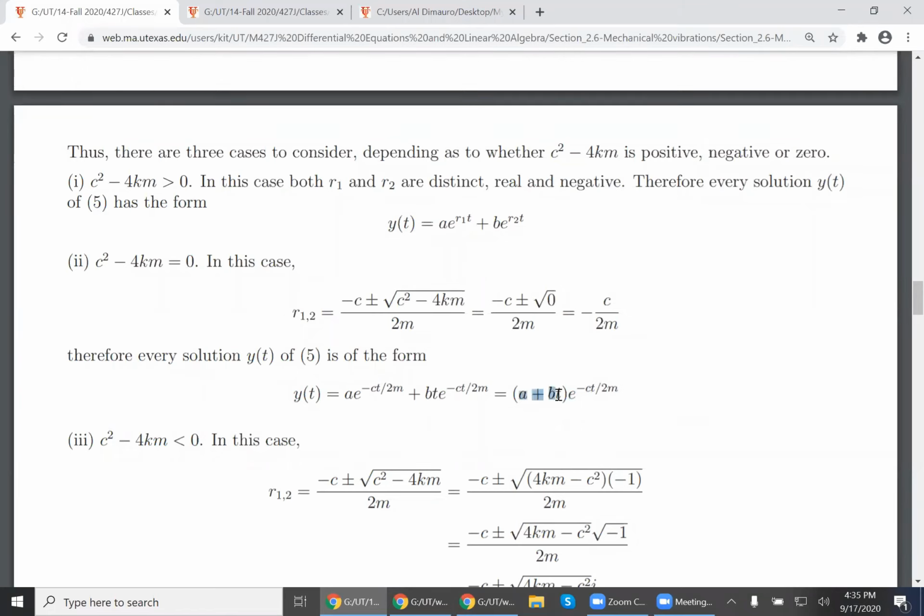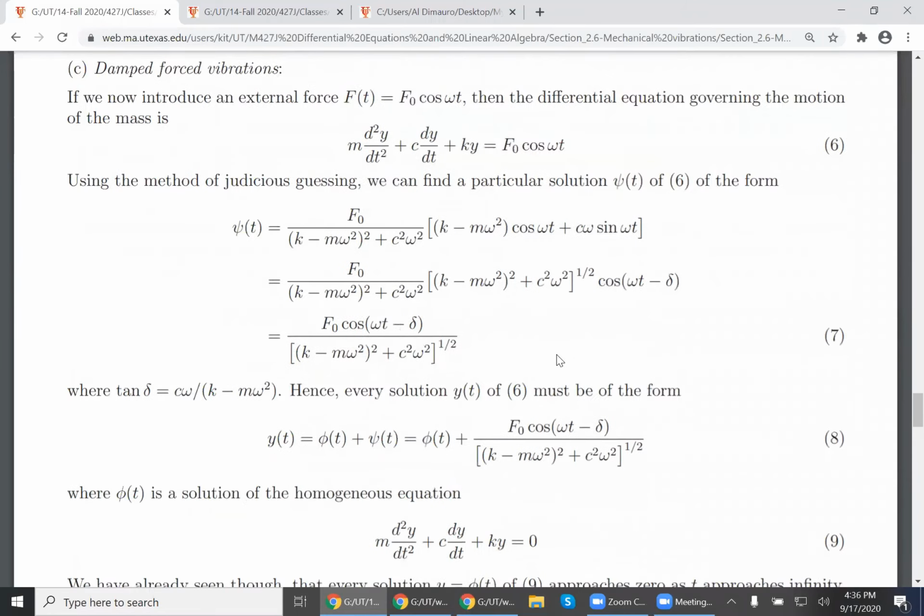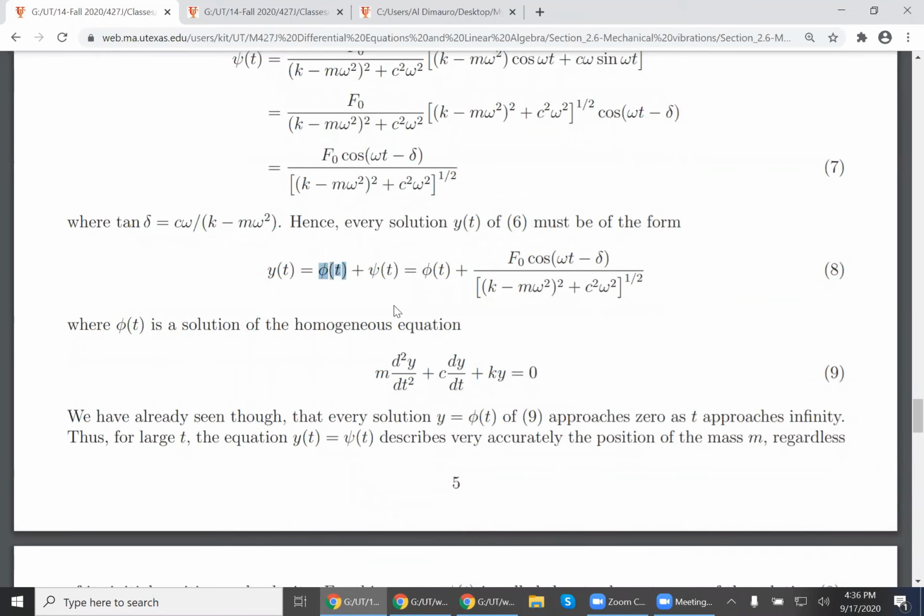We rewrite this as a plus bt divided by e to positive power. Take the derivative, and then we will see that a limit is equal to 0. And lastly, since R1 and R2 are negative, when t goes to infinity, this goes to 0 and this goes to 0. So it does not matter whether we have case 1, case 2, or case 3. When t goes to infinity, this portion goes to 0.